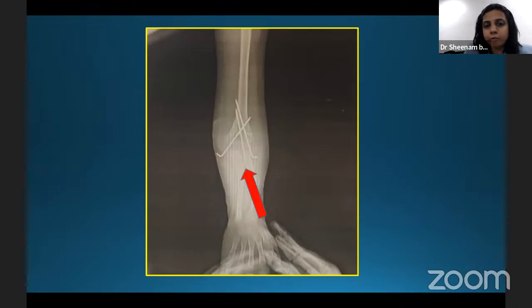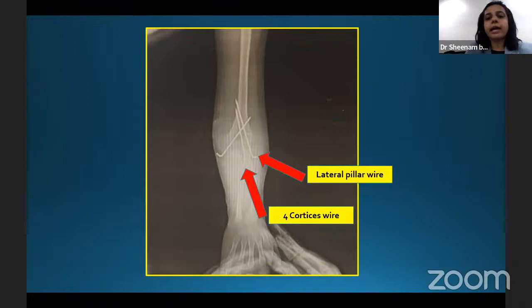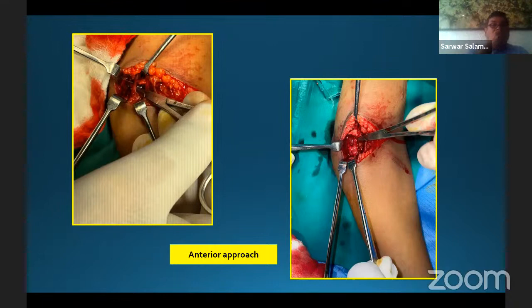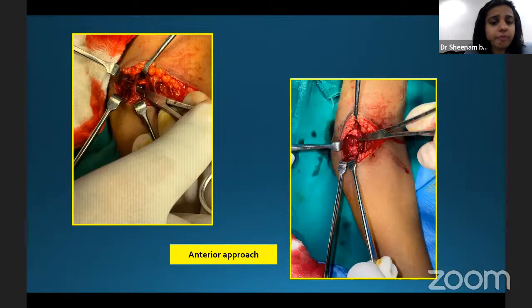We needed four cortices wire. Firstly, we did the milking maneuver and inserted the four cortices wire to engage the medial column, and then the lateral pillar wire was inserted. When we were unable to reduce it by the brachialis milking maneuver, we did the anterior approach, and we also inserted the medial pin.